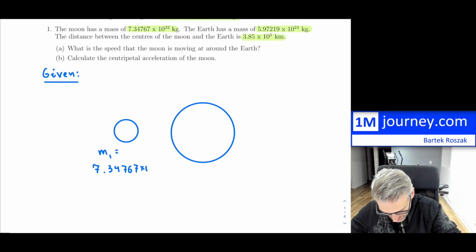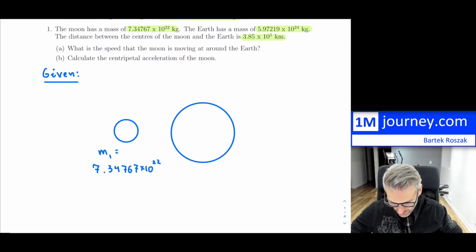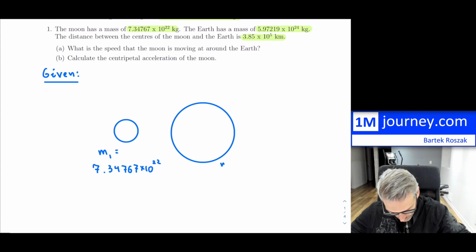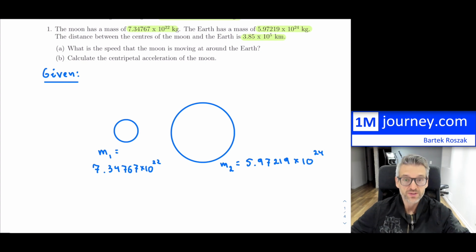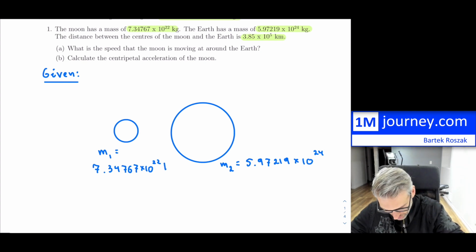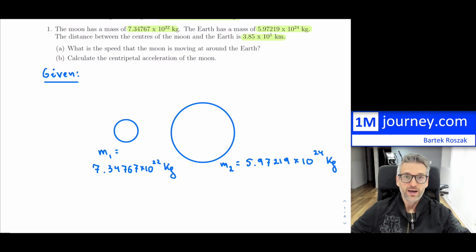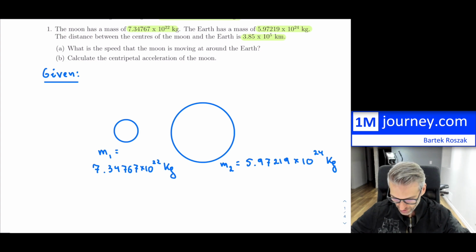7.34767 times 10 to the 22. So this is where your scientific notation comes into play. Your mass number 2, which is of the Earth itself, is going to be 5.97219, and notice the exponent is much bigger, so it's 24 instead of 22, and this is why the Earth is actually bigger there. Now both of these are in kilograms, which is exactly what we want because that is the metric SI standard unit for mass.